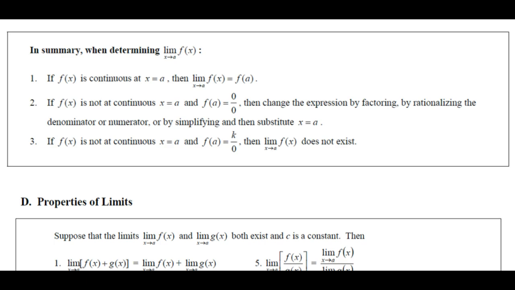So in summary, when determining the limit of f of x, if it's continuous, then the function exists at that value, and the limit as x approaches a of f of x is just f of a. So we're always just going to try and substitute in and say, hey, do I get a value? Yeah, I do. Okay, then that's it. If it is not continuous and you end up with 0 over 0, then we change the expression by factoring, rationalizing the denominator, rationalizing the numerator, or simplifying, and then substitute x equals a.